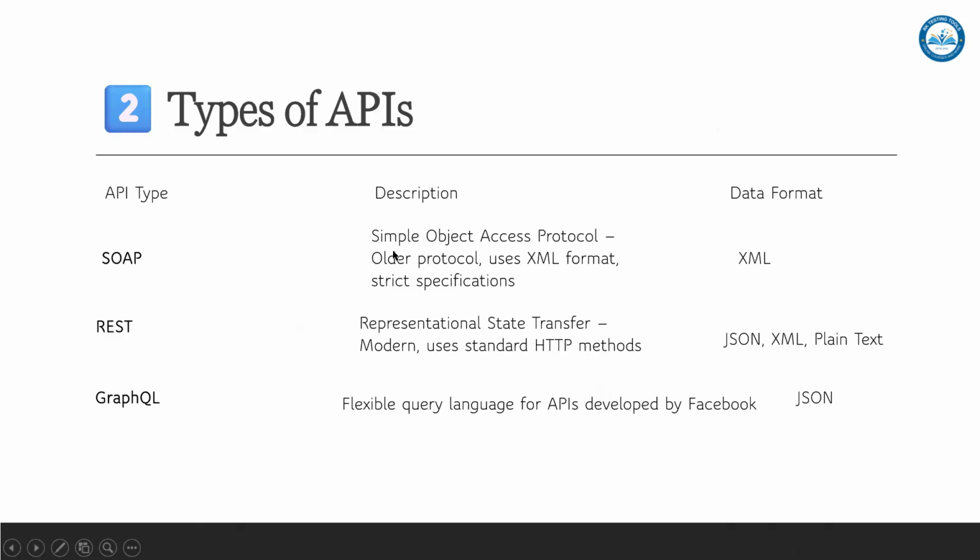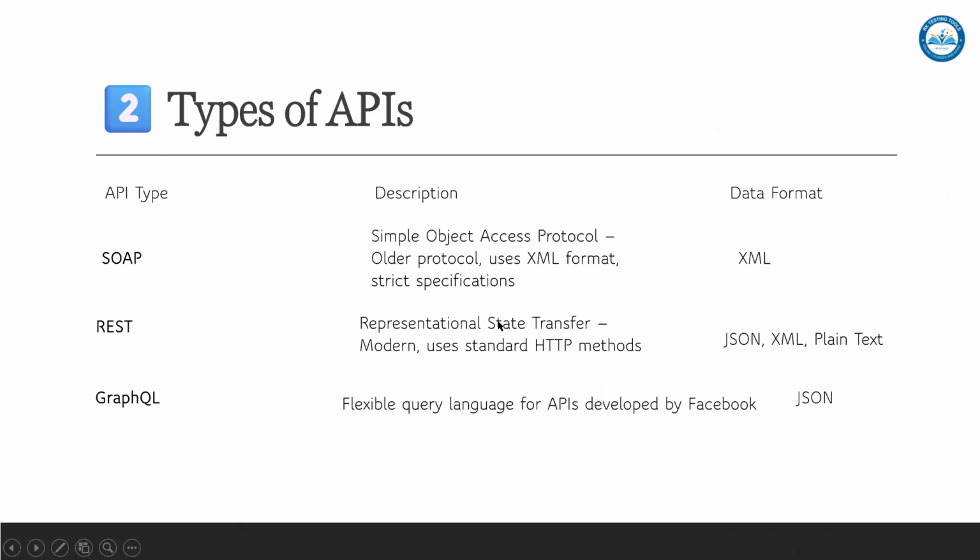SOAP is the Simple Object Access Protocol, which is the definition of SOAP. It is an old protocol which uses XML format data and has strict specifications. SOAP will accept only XML formatted data. That means the data should be in XML format. If the data is in any other format, like plain text, CSV, or JSON, it won't accept it. Only XML format data will be accepted by the SOAP protocol.